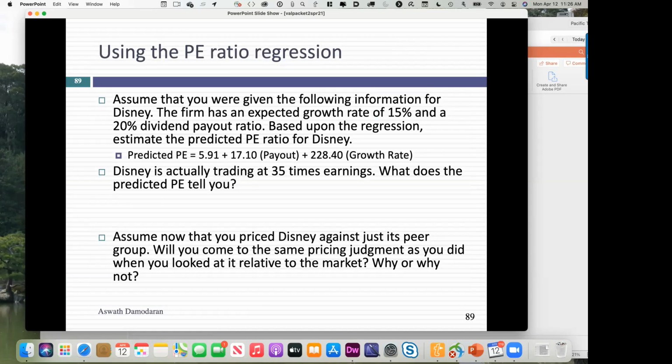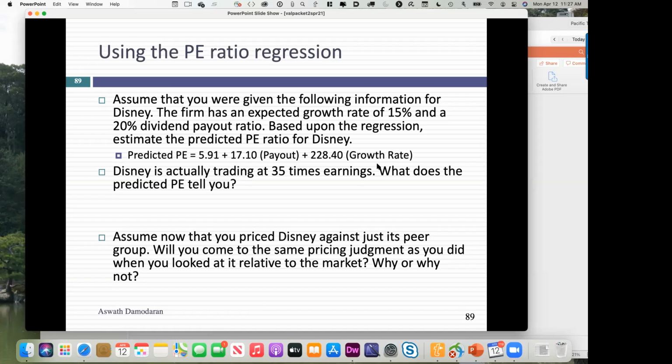So let's see how this regression can help you price an individual company. Let's say it's the start of 2021. You came to me with Disney and you said, hey, do you think Disney is overpriced or underpriced? Now I could do a big intrinsic valuation of Disney, but let's say I don't have the time. I have this regression in front of me. Remember in the regression without the beta coefficient, here's what my regression looks like. 5.91 plus 17.10 times payout plus 228.4 times growth rate.